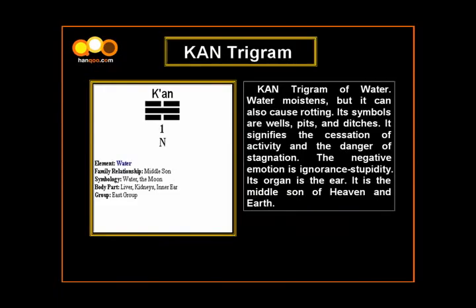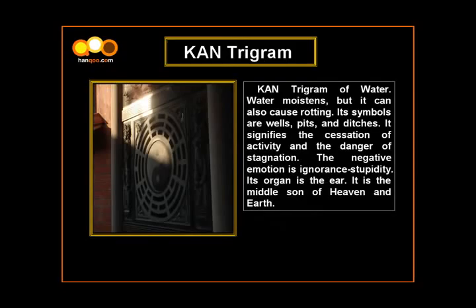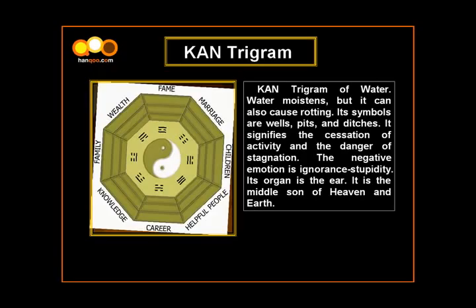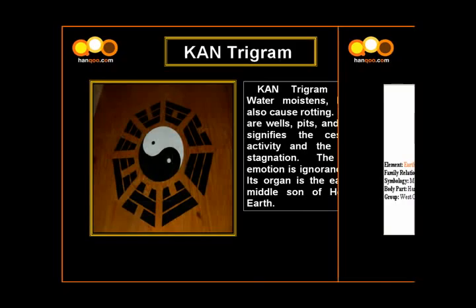Kan trigram of water. Water moistens, but it can also cause rotting. Its symbols are wells, pits, and ditches. It signifies the cessation of activity and the danger of stagnation. The negative emotion is ignorance, stupidity. Its organ is the ear. It is the middle son of heaven and earth.